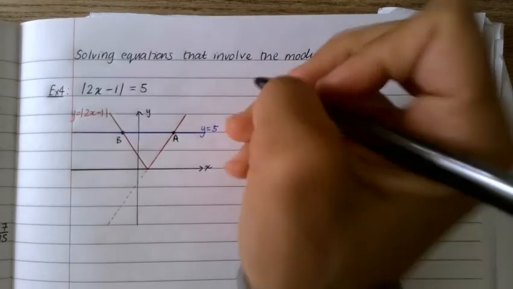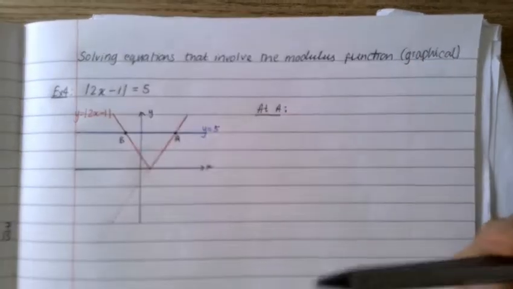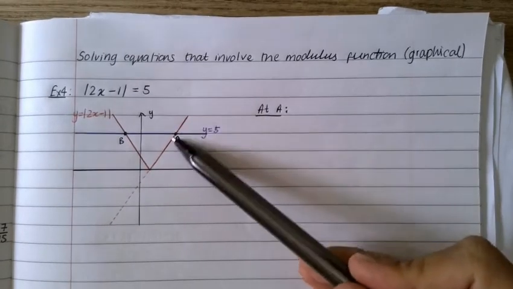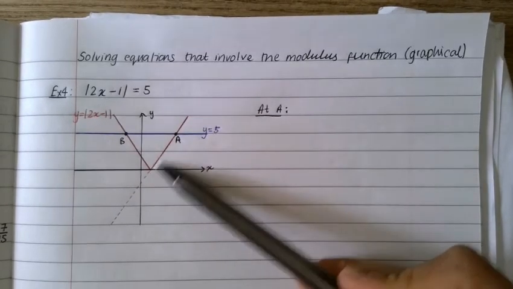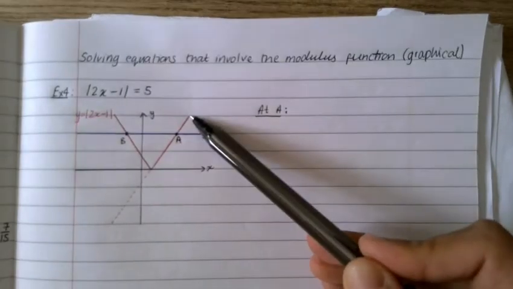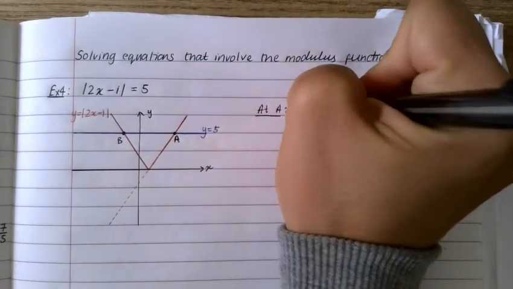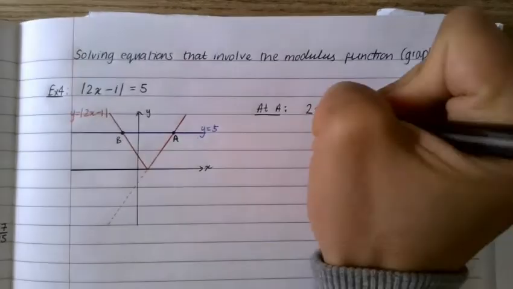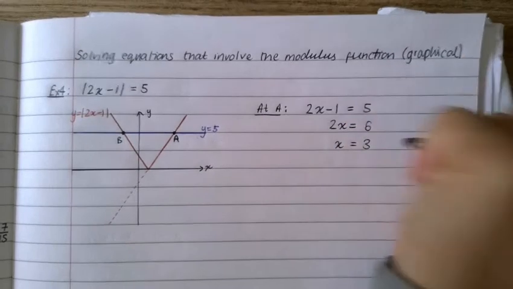So we'll first consider what's happening at A. And make sure you're labelling your work nicely and making sure everything is clear. So at A, the line y equals 5 intersects with y equals 2x minus 1. And it's the standard positive part. It's not the reflected part, is it? It's the part that was already in the positive, so the part that's already in the positive intersects with the line y equals 5. This equation is really easy to solve. We get one solution, x equals 3.